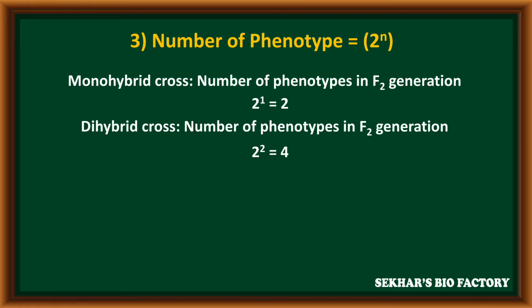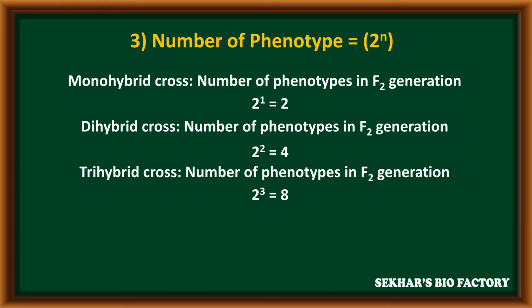In dihybrid cross experiment, for the number of phenotypes in F2 generation, here n is equal to 2, so 2 power 2 is equal to 4. So totally in F2 generation, 4 types of phenotypes we can observe.